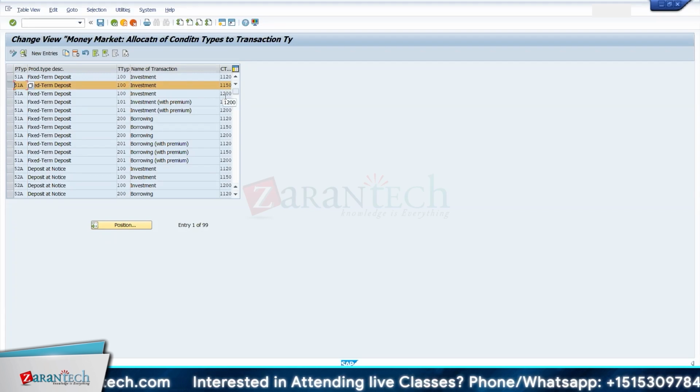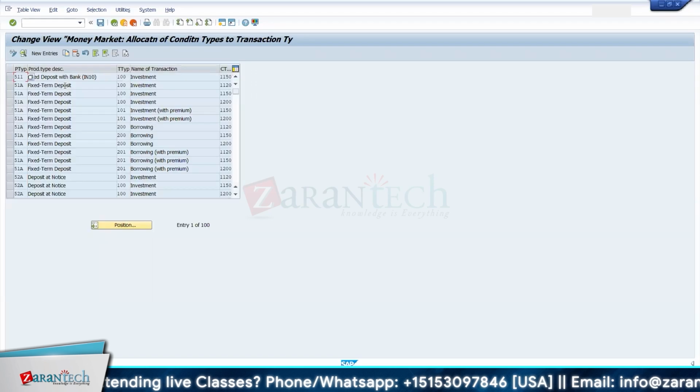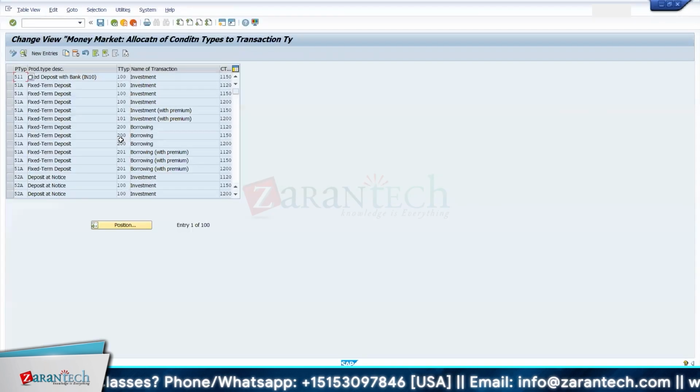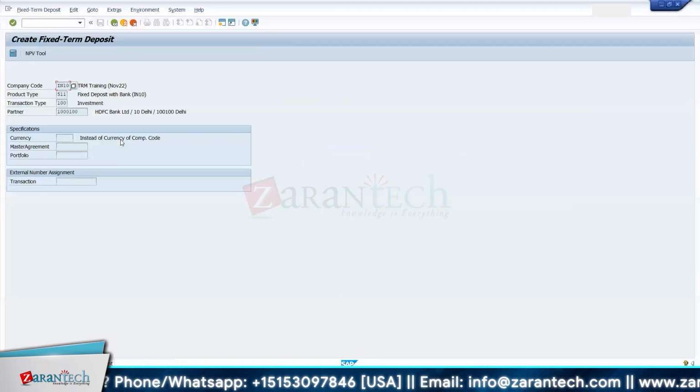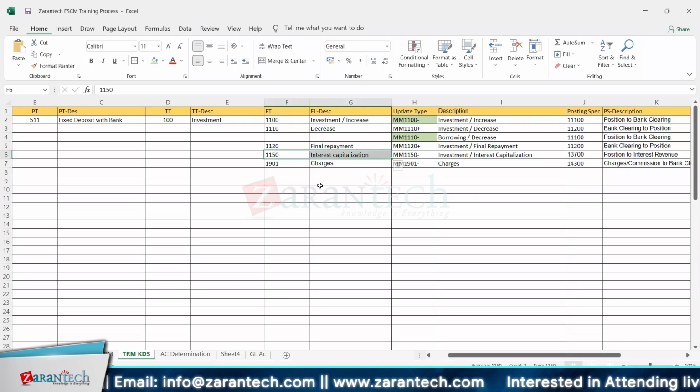We will use our other conditions as well. So currently I'm using 1150. I will say copy as and 511. This is the product type. This is done. Now let us see whether it is going to next or not. Then it is saying transaction cannot be processed without condition type for the final repayment. It means the final repayment also will get calculated.